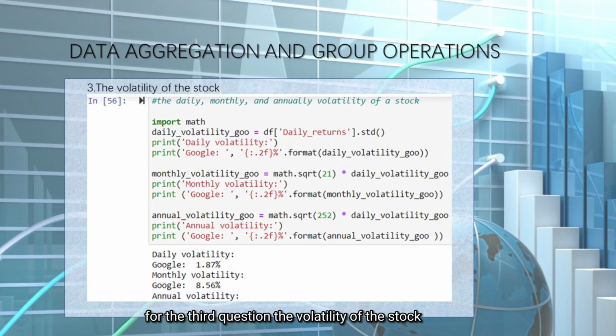For the third question, the volatility of the stock. A stock's volatility is a variation in its price over a period of time. For daily volatility, we calculate the standard deviation of the daily returns. For monthly volatility, we make the assumption that there are 21 trading days in the month, so we multiply the daily volatility by the square root of 21. For annual volatility, we assume there are 252 trading days in the calendar year, and we multiply the daily volatility by the square root of 252.